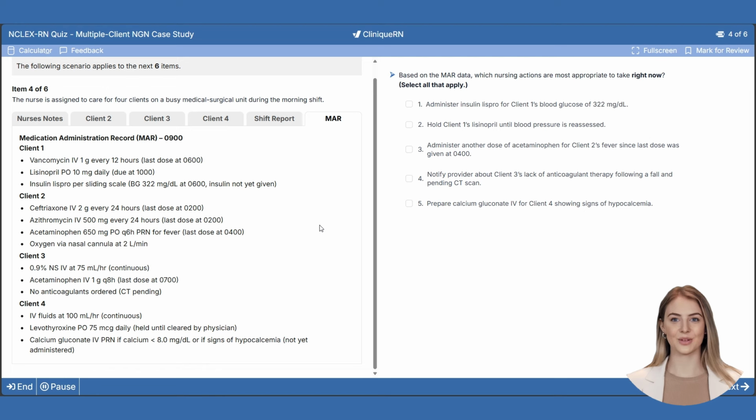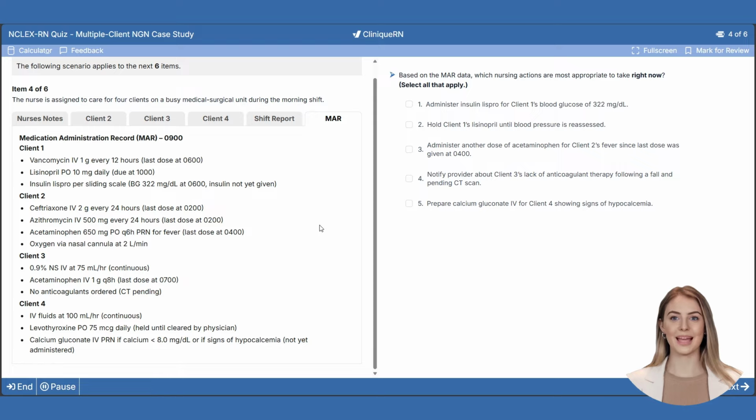Client 3: 0.9% normal saline at 75 milliliters per hour, continuous. Acetaminophen 1 gram every 8 hours, last dose at 0700 hours. No anticoagulants ordered. CT pending. Client 4: IV fluids at 100 milliliters per hour, continuous. Levothyroxine PO 75 micrograms daily, held until cleared by physician. Calcium gluconate IV PRN if calcium is below 8.0 milligrams per deciliter or if signs of hypocalcemia, not yet administered.